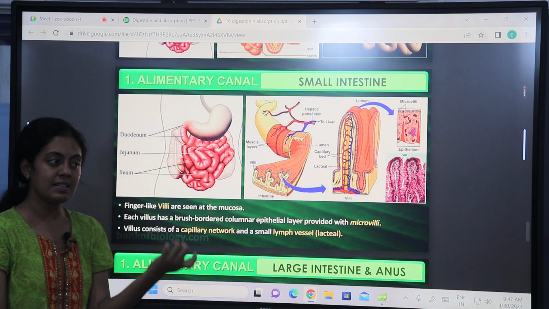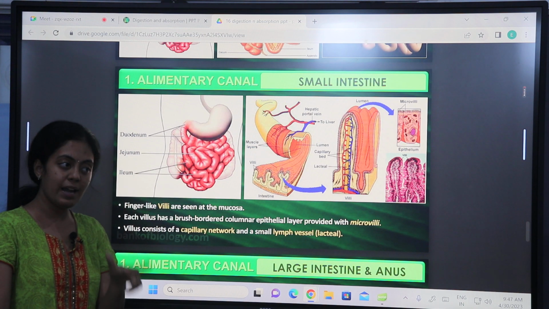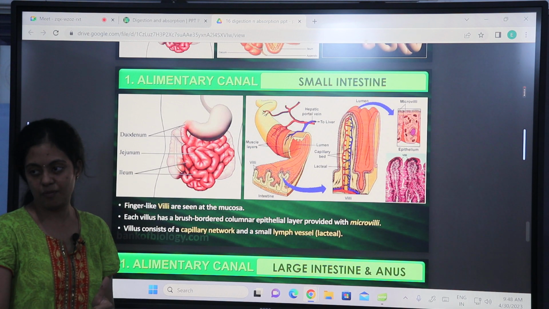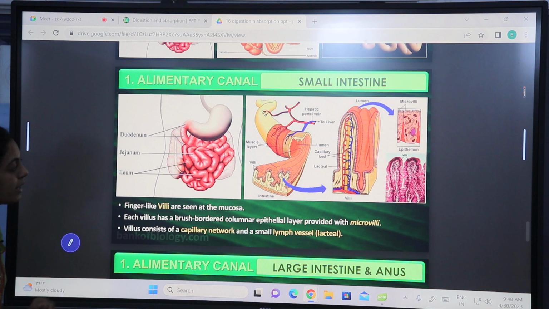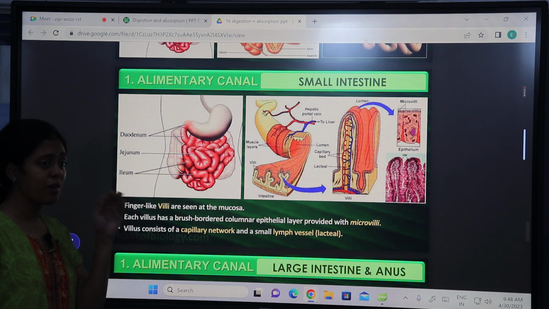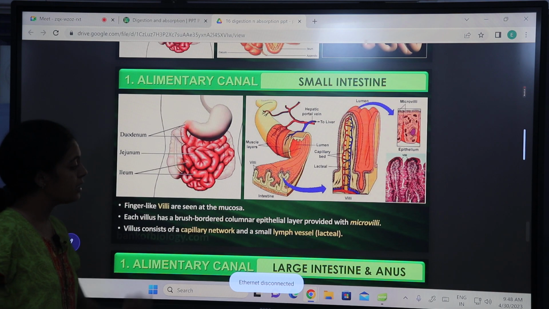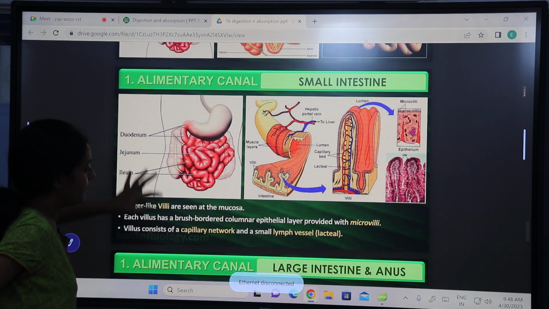So every tissue will have a lymph vessel and a blood vessel. Blood vessels will carry blood, lymph vessels will carry lymph, okay? So understand about villi. So villi are finger-like projections. Villi are in turn made up of microvilli, okay? The villi contain a capillary network and a lymph vessel, okay?